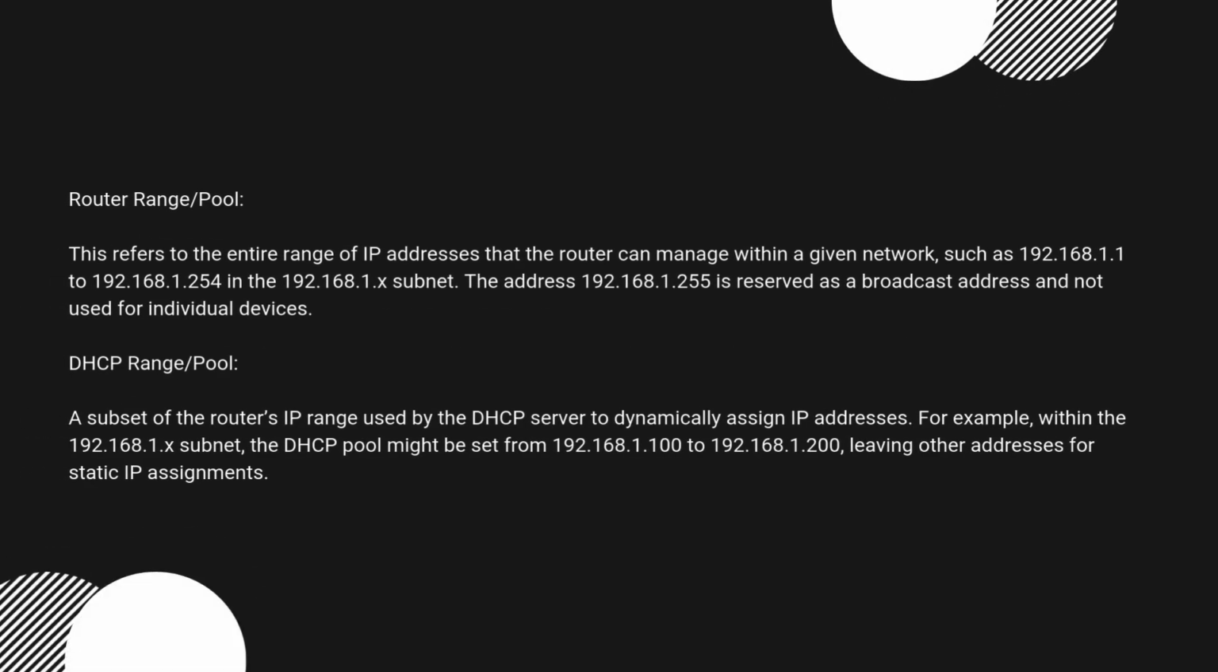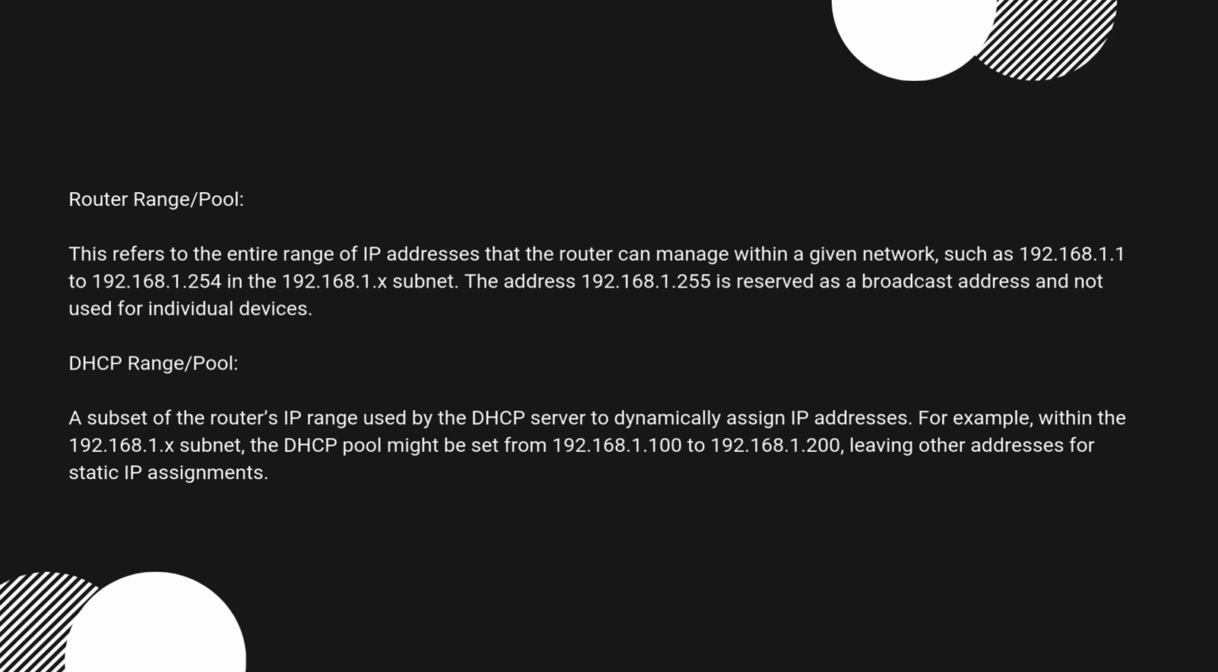Router range, pool. This refers to the entire range of IP addresses that the router can manage within a given network, such as 192.168.1.1 to 192.168.1.254 in the 192.168.1.x subnet. The address 192.168.1.255 is reserved as a broadcast address and not used for individual devices.